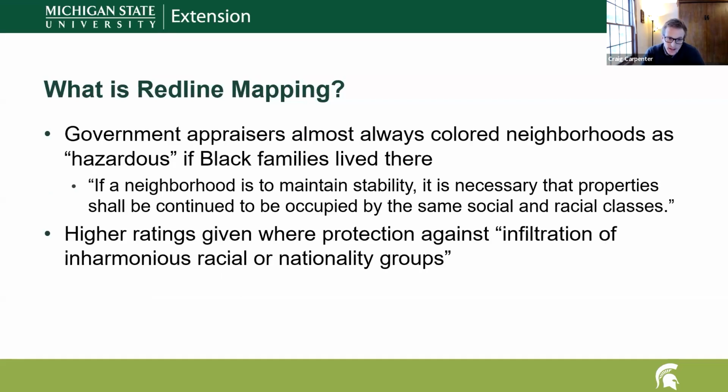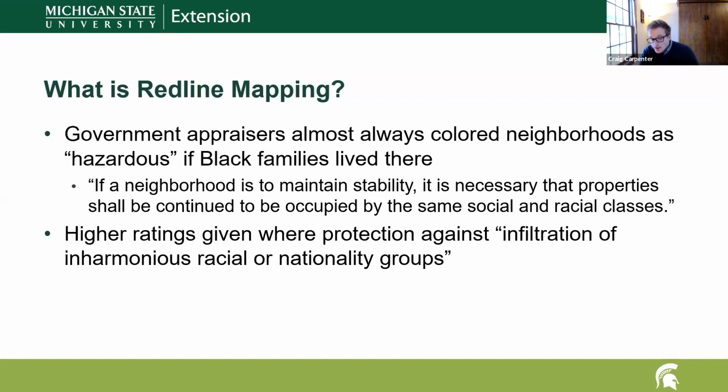And the problem was that these maps were explicitly racist in how they created those neighborhood definitions. So this was part of the federally required underwriting manual for creating these maps. Regardless of economic class or single family home status, government appraisers almost always colored neighborhoods as hazardous if any Black families lived there, even a single Black family. And I have some quotes here from that underwriting manual that go into more detail.